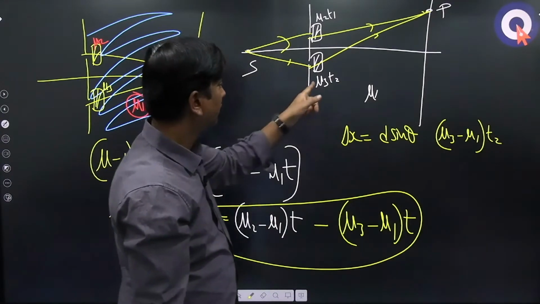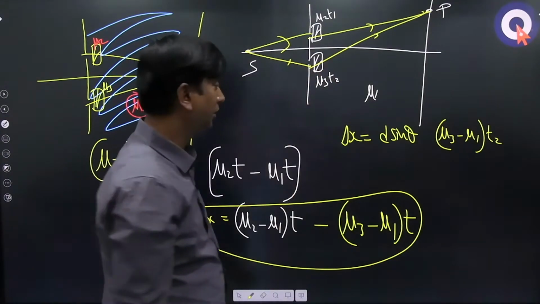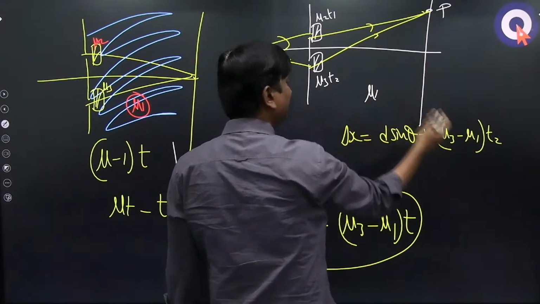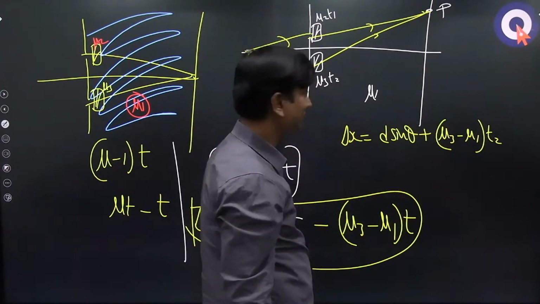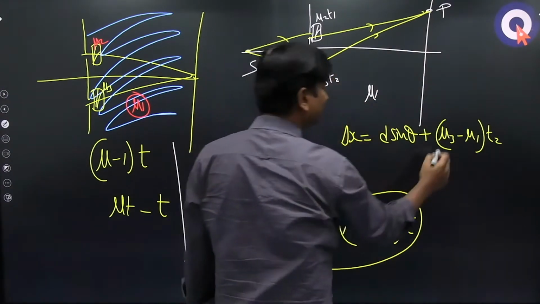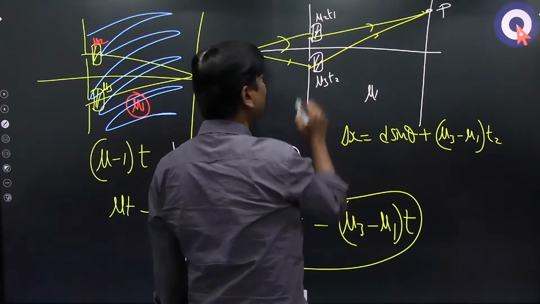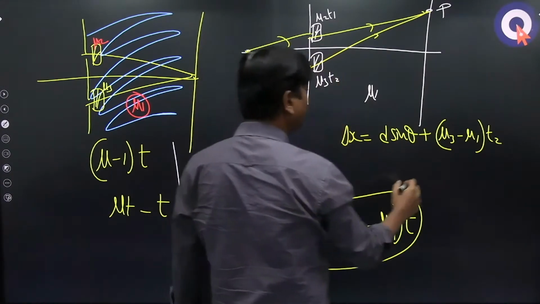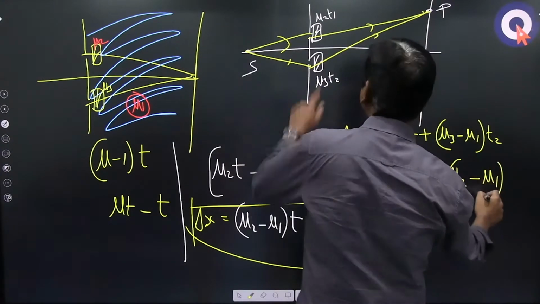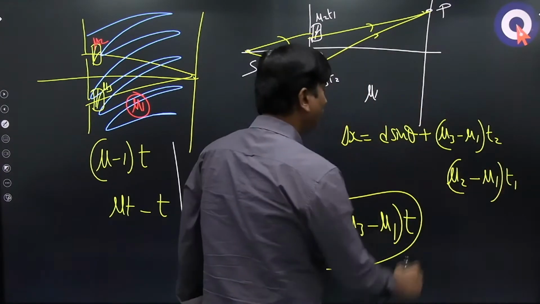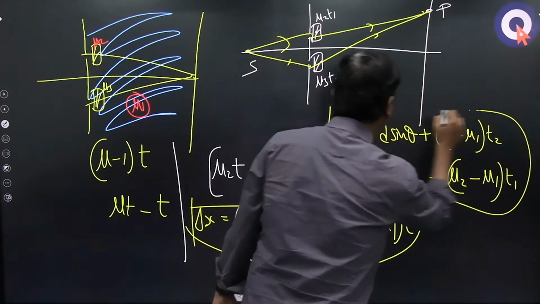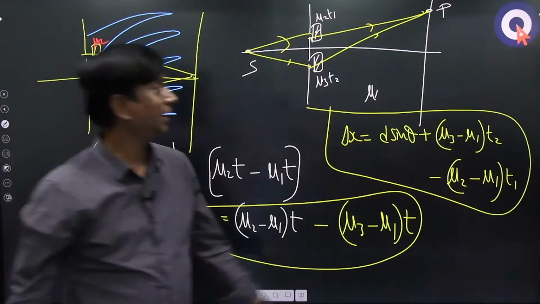Mu 3 minus mu 1 into T2. This also I'll put plus. Why? Because down one longer means I am putting plus sign. This was geometrically, so d sin theta plus. This is optically, so this one, and this one is longer than this. If you don't take this, that time you will be keeping mu 2 minus mu 1 into T1, so this you have to keep minus. This is the net path difference, how you should take at a point P.